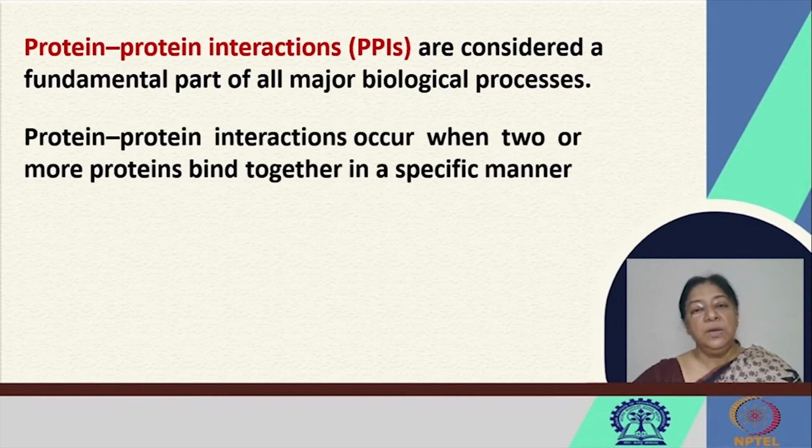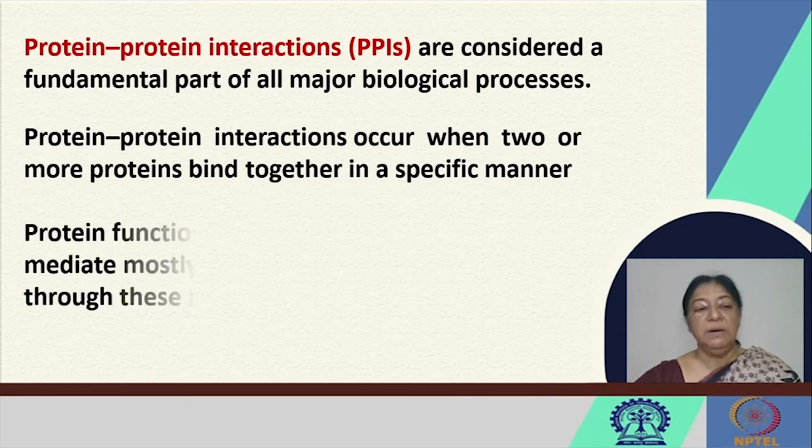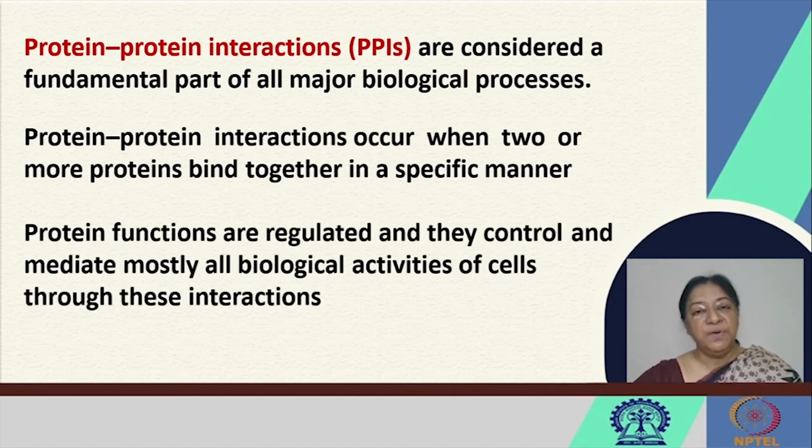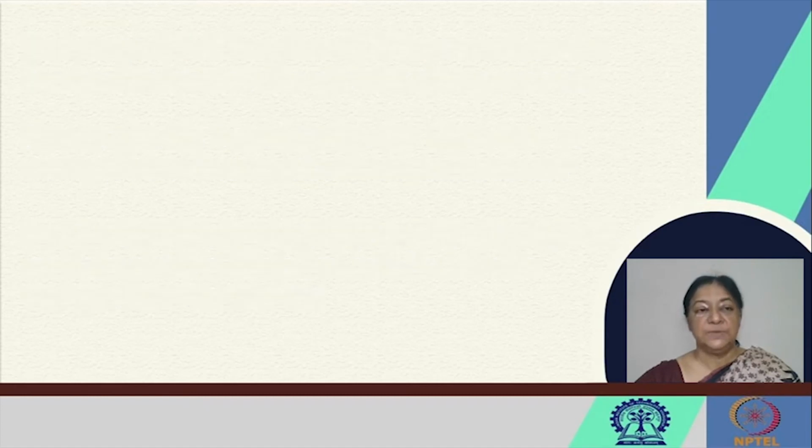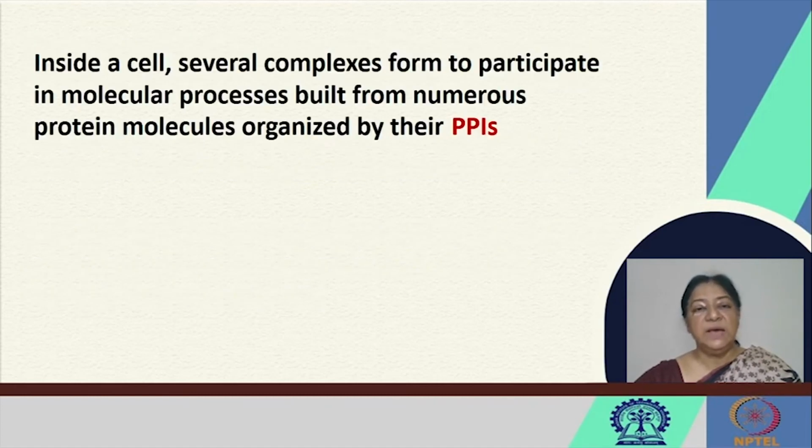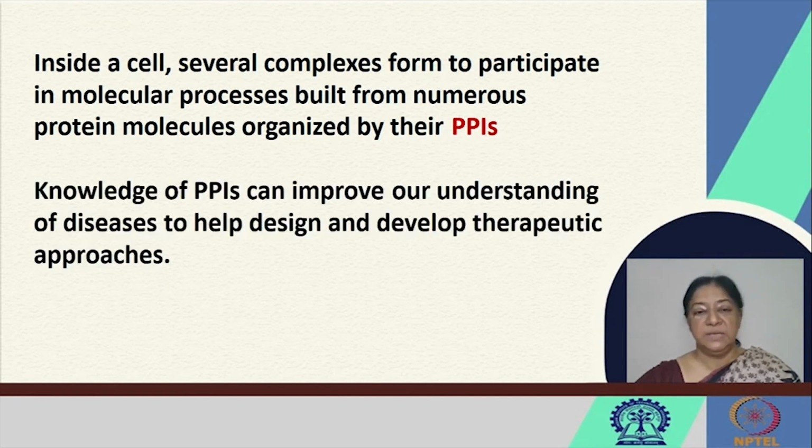They occur when two or more proteins bind together in a specific manner, and there are many functions that are regulated and mediated and even controlled by this complex formation, and almost all biological activities of cells occur through these interactions. Inside the cell, we have several complexes that are formed to participate in molecular processes, as we have seen, that are built up through these PPIs.